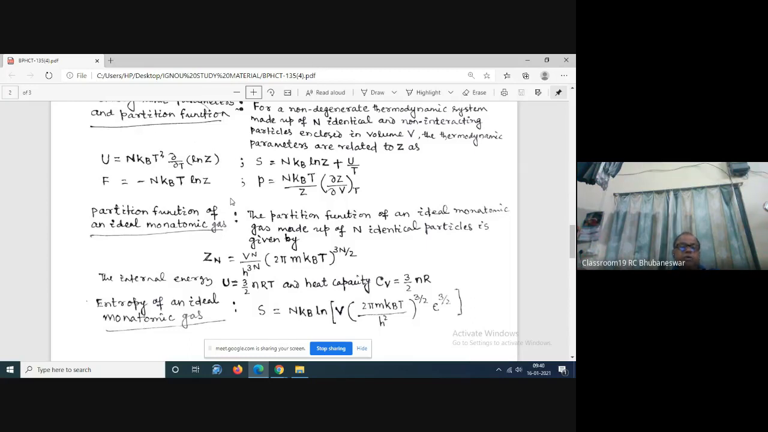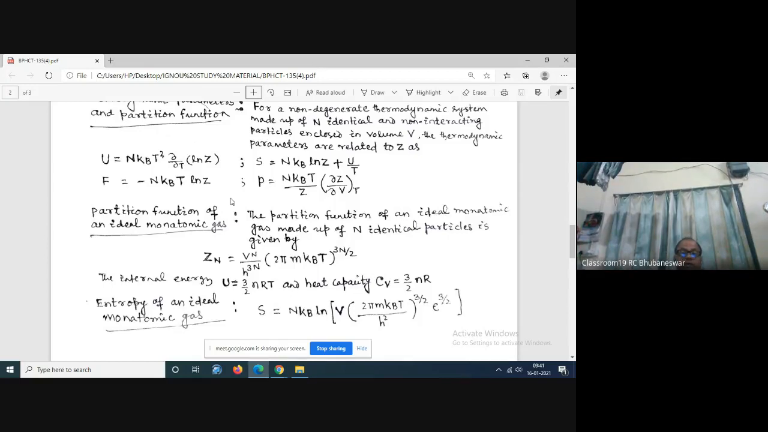Then the partition function of an ideal monoatomic gas. The partition function of an ideal monoatomic gas made up of n identical particles contained in the volume V is given by Zn equals V to the power n, times (2 pi m k_B T) to the power 3n by 2, divided by h to the power 3n, where h is the Planck constant and h cubed is the phase space volume.